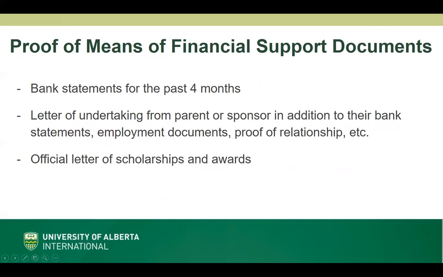Documents that you can include for your financial support may include bank statements for the last 4 months. Include information about all of the accounts where the money to support your studies in Canada is. A letter of undertaking from a parent or sponsor, in addition to their bank statements, employment documents, and proof of relationship, and official letters of scholarships and awards. If you have a sponsor such as a parent or a relative helping you fund your tuition and living expenses in Canada, you do need to have a letter stating that. And if they are a parent or other relative and you can show proof of relationship to that person, that can be helpful as well in providing with your documents.